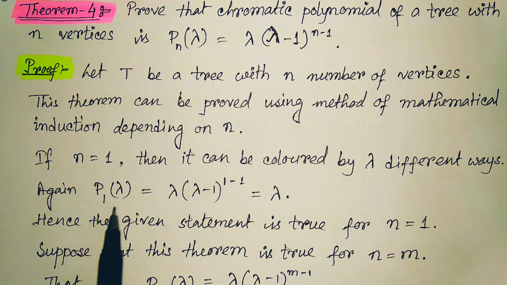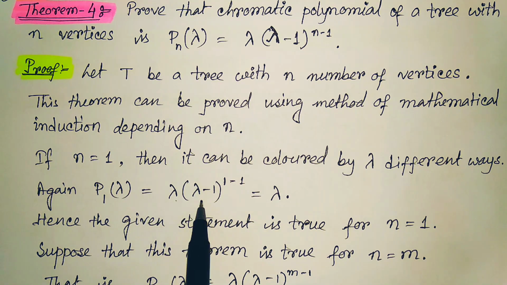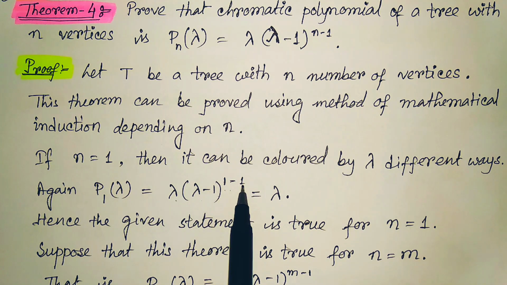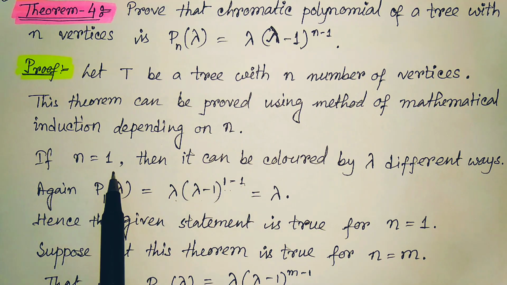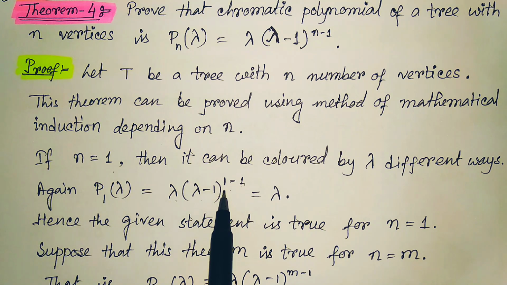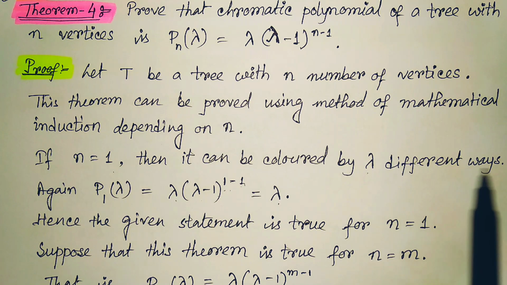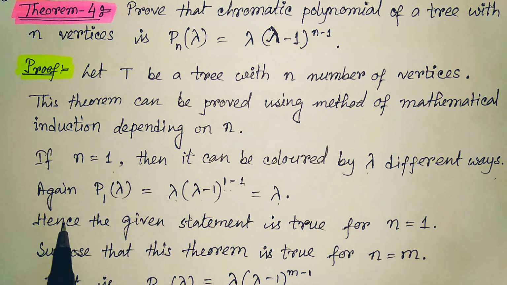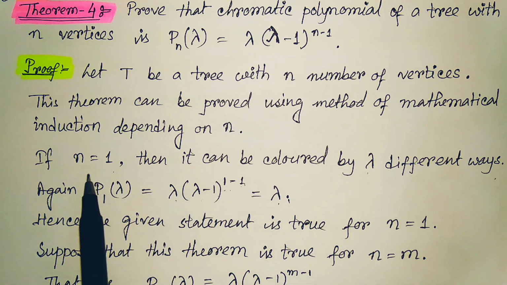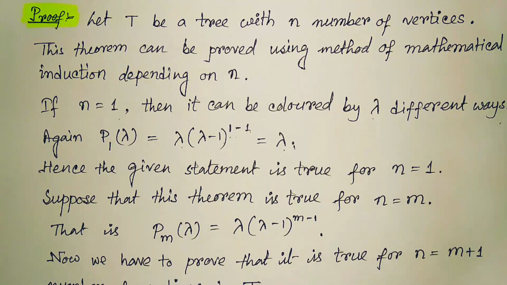So from the theorem we can write it is lambda into lambda minus 1 to the power 1 minus 1. As we consider n equals 1 by mathematical induction, we substitute the value n equals 1. So we find this value is lambda, which is the lambda different colors to color the one vertex which we have in the tree. So this proves that for n equals 1, the theorem is true. Hence, the given statement is true for n equals 1.